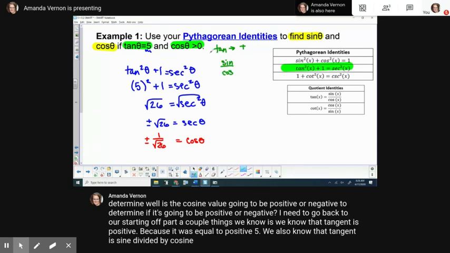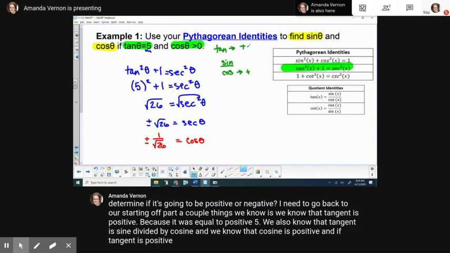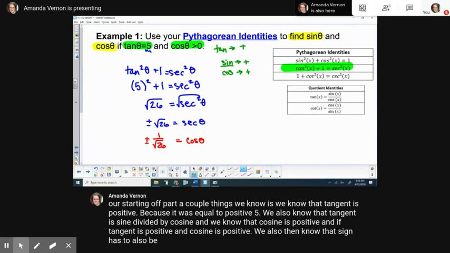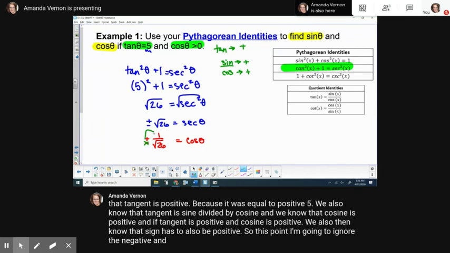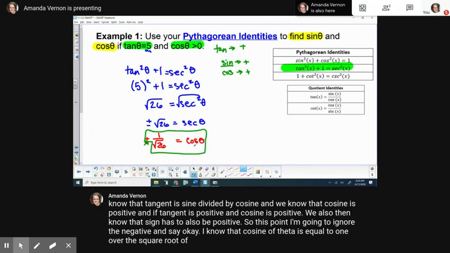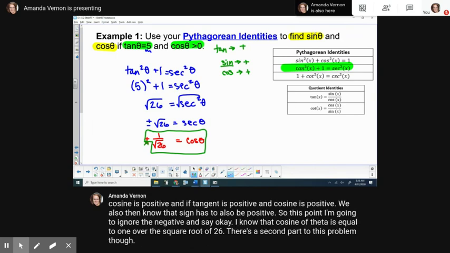And we know that cosine is positive. And if tangent is positive and cosine is positive, we also then know that sine has to also be positive. So at this point, I'm going to ignore the negative and say, okay, I know that cosine of theta is equal to 1 over the square root of 26. There's a second part to this problem, though. Don't forget, we also wanted to find sine of theta.